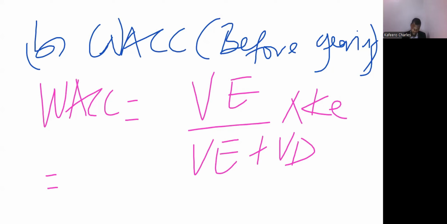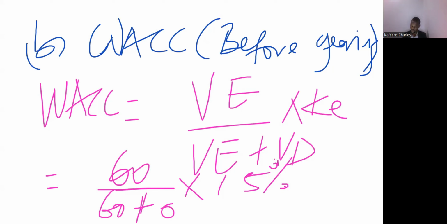But now we don't have debt, meaning this one is going to be 0. The value of debt is not there. So it is going to be times the 15%. Of course, this one is going to be 6 out of 6, that will be 1, and that will give you the exact answer as 15%. So before gearing, it doesn't change.